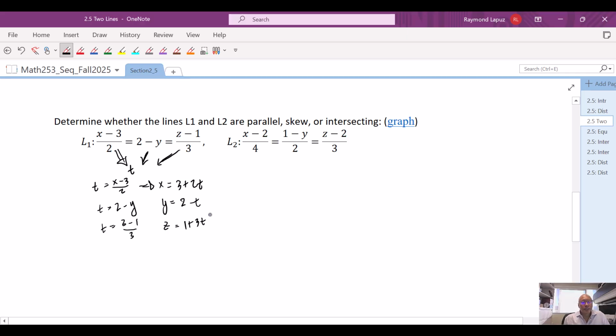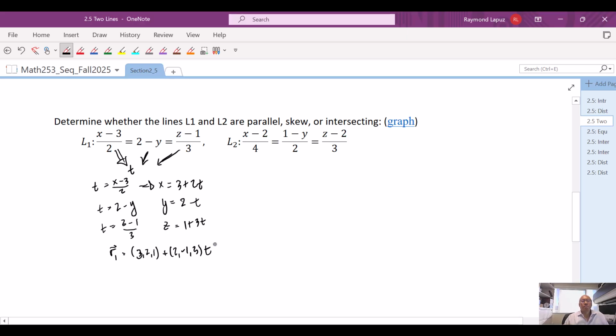And it's good if you have the t's next to each other or on top of each other, so you can extract the point and the direction. So it looks like for R1, for line 1, I have my point (3, 2, 1), and my direction is going to be the coefficients. That's (2, -1, 3), and this is going in a t direction.